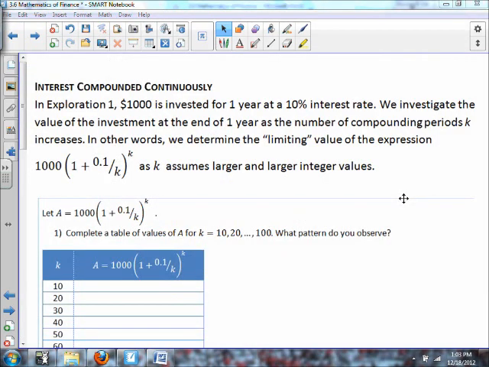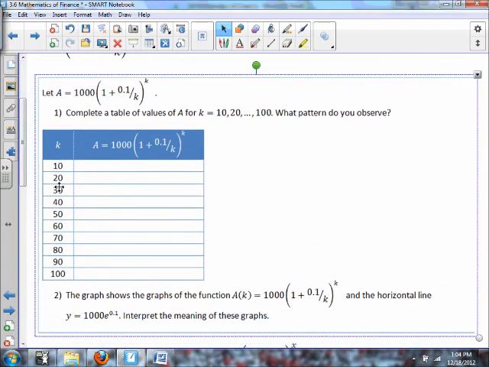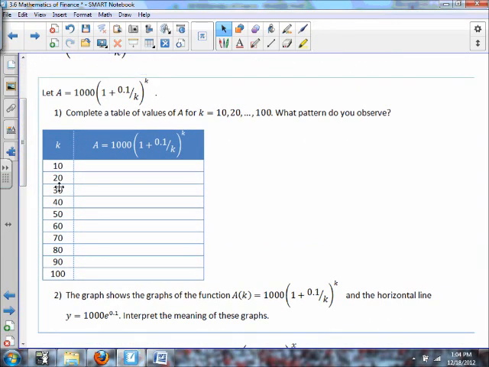Now, interest compounded continuously. In exploration one, $1,000 invested for 1 year at a rate of 10% interest. We investigate the value of the investment at the end of 1 year as the number of compounding periods K increases. In other words, we determine the limiting value of the expression 1,000 times 1 plus 0.1 divided by K to the K power as K assumes larger and larger integer values. Okay? So let A equal 1,000 times 1 plus 0.1 divided by K to the K power. Complete a table of values of A for K equals 10, 20, all the way up to 100. What pattern do you observe?